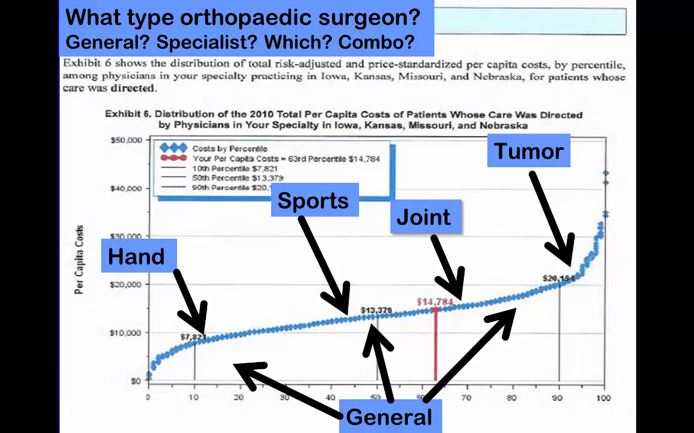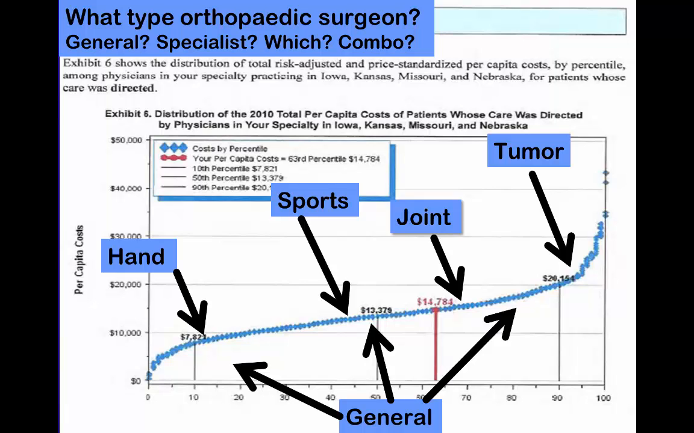Hand doctors can frequently do tiny cases with just a knife and numbing medicine, and those cases are very inexpensive, and they may tend to be pulled down on the low end of the graph, even though they may not be as cost effective as other hand surgeons. Tumor doctors, on the other hand, have lots of imaging that they need to do, often refer their patients for chemotherapy, and put in implants that are very expensive.